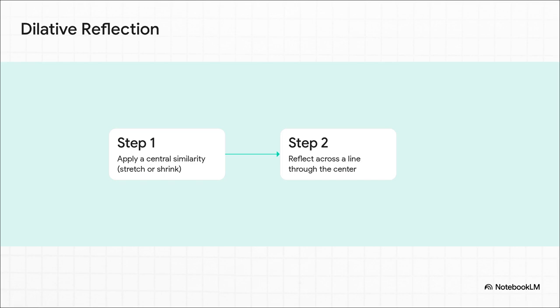To really understand these categories, let's break down the mechanical steps of a dilative reflection. Step 1. You apply a central similarity, meaning you stretch or shrink the points outward or inward from a fixed center point. Step 2. You immediately reflect those newly scaled points across a specific line passing straight through that center. So it's a very precise sequence of scaling, instantly followed by an axial flip.